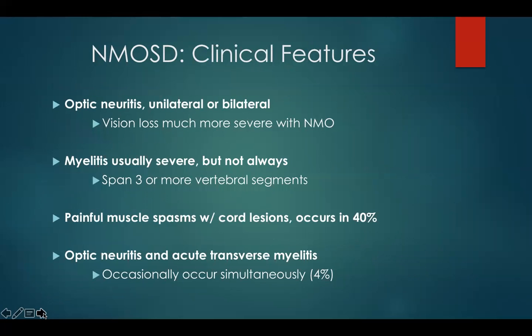So the clinical features of NMOSD are optic neuritis and myelitis. Optic neuritis can be unilateral or bilateral, but the vision loss is much more severe with NMO than with MS or MOG. Myelitis can be severe, spanning 3 or more vertebral segments, and you can also have painful dystonic muscle spasms with spinal cord lesions, occurring in up to 40% of patients. Optic neuritis and acute transverse myelitis can occur simultaneously with NMOSD, about 4% of the time.